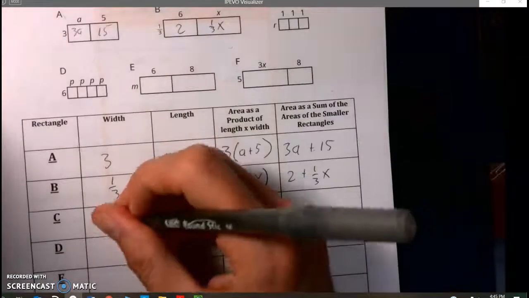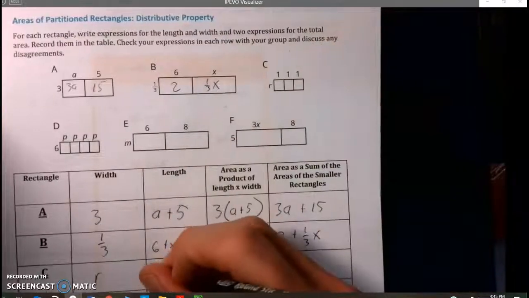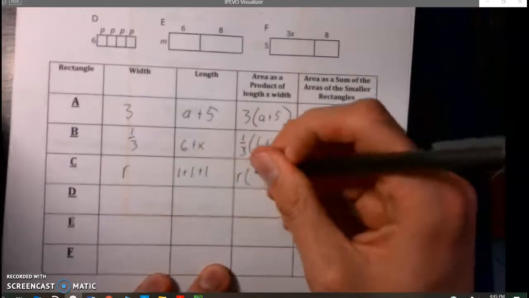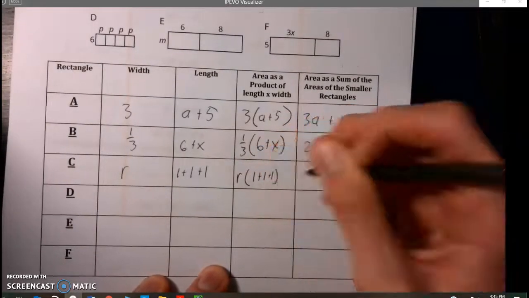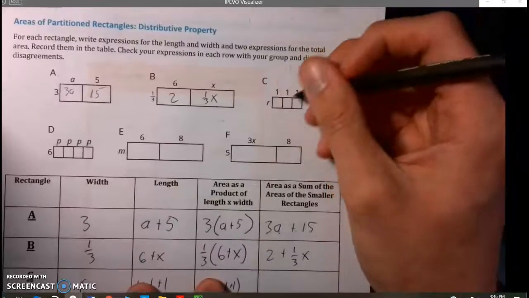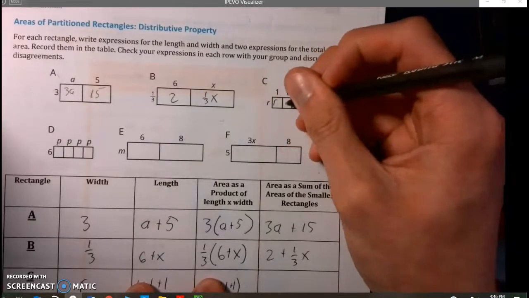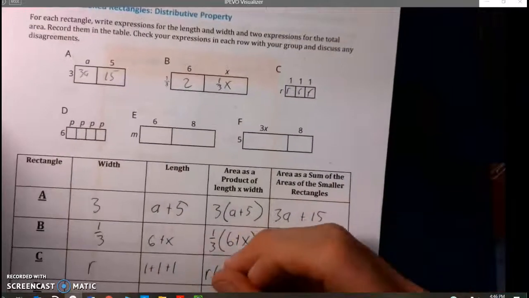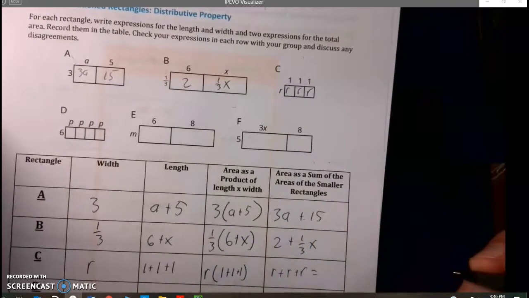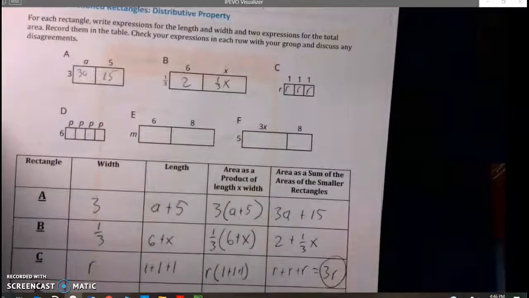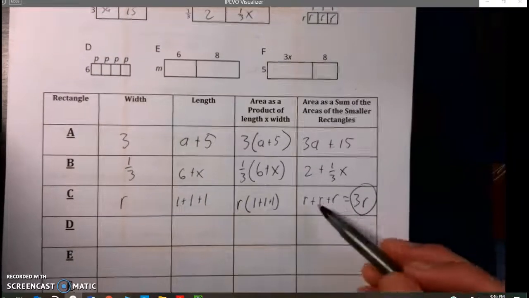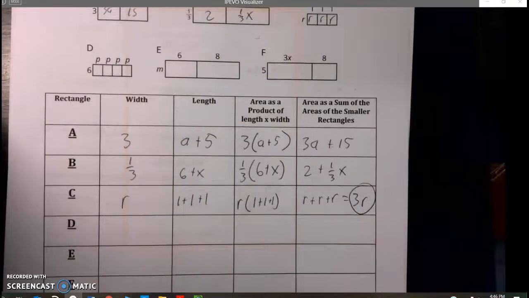So here, width is R, length is 1 plus 1 plus 1. So there's 3 separate rectangles. So to write that distributively, could write it like this. And then, so that means that the area of each, R times 1 is R, R, and R. So if I distributed this, it would be R plus R plus R, which could also just be written as 3R. Simplify it, right? So remember, repeated addition is really just multiplication. R plus R plus R is the same thing as 3 times R.